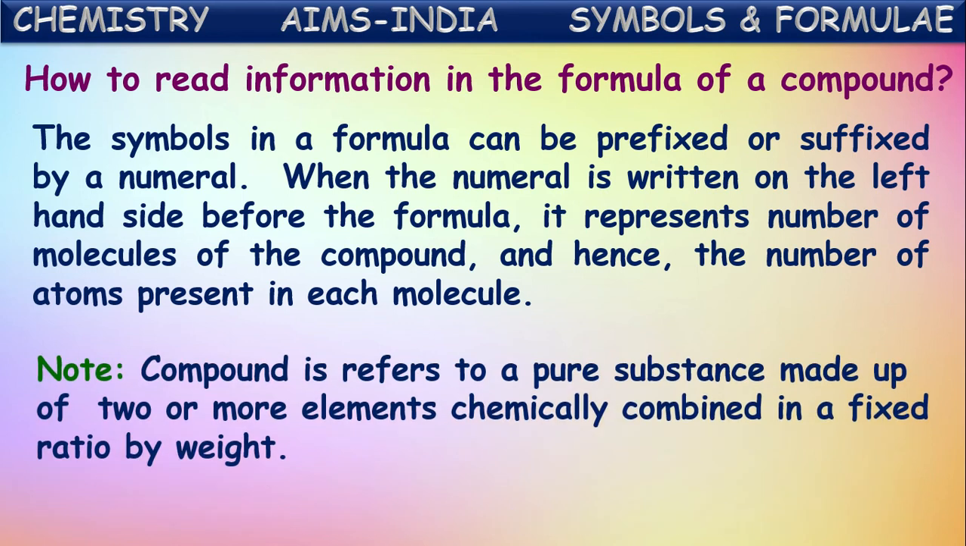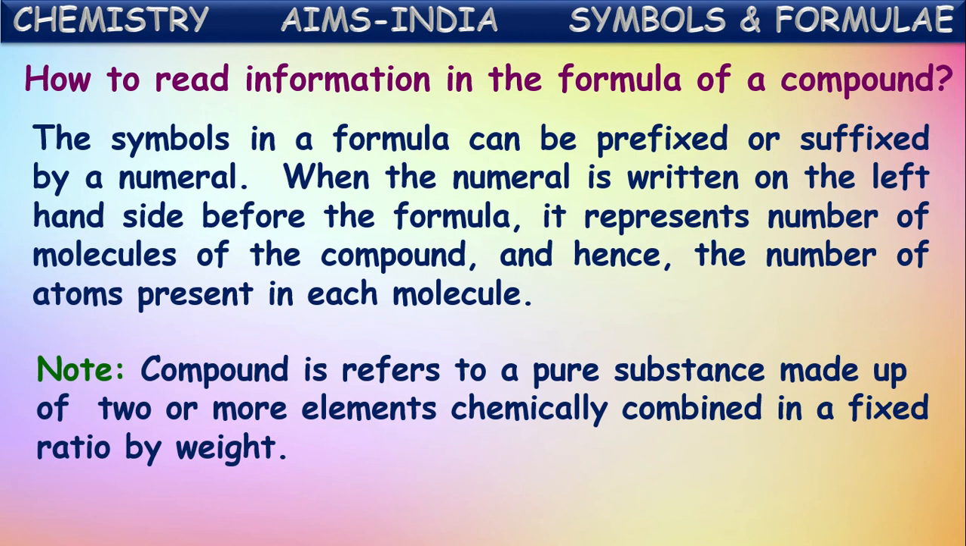Okay, a compound refers to a pure substance made up of two or more elements chemically combined in a fixed ratio by weight. Yes, this we have learned already while explaining the compound and classification of matter. Matter is classified in two types, chemically: pure substances and impure substances. The substances which contain the same kind of particles are called pure substances. And these pure substances are again classified into two types. What are those two? Elements and compounds.